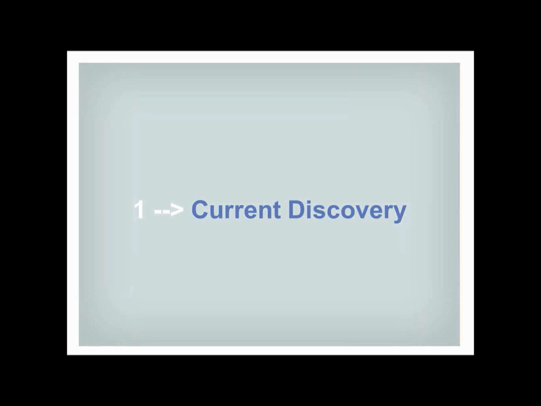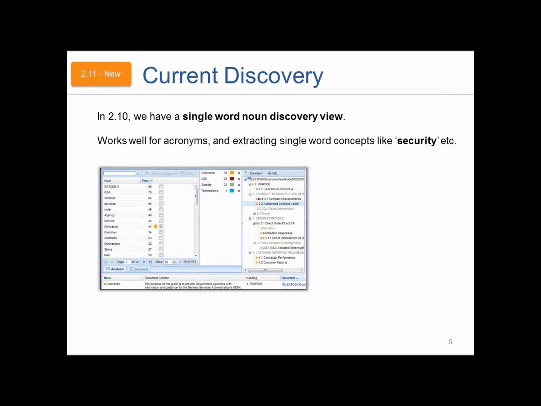What is current discovery, and how does it play a role in VisibleThread today? As you all know, VisibleThread, or at least certainly anybody who's used the tool, is all about extracting content from documents. And we extract content from one document or multiple documents. And we do that automatically. We use natural language analysis.